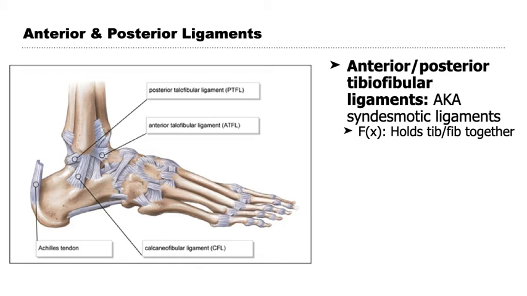There's another group of ligaments called the anterior and posterior tibiofibular ligaments. Again, they're the front and the back ligaments, and they're between the tibia and the fibula. So these connect the tib and the fib together. This is sometimes known as the syndesmotic ligaments, and it holds the tib and fib together. So every time you step down, the tibia and the fibula don't separate.